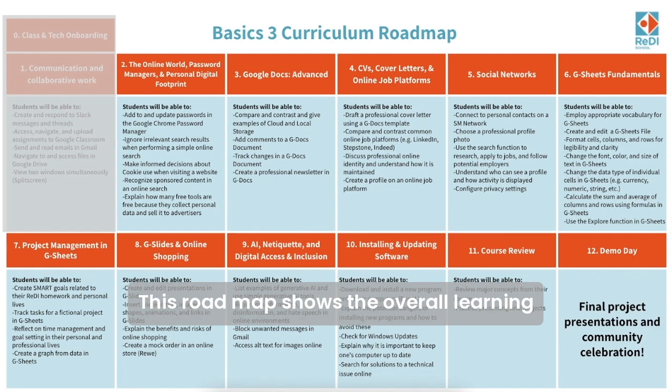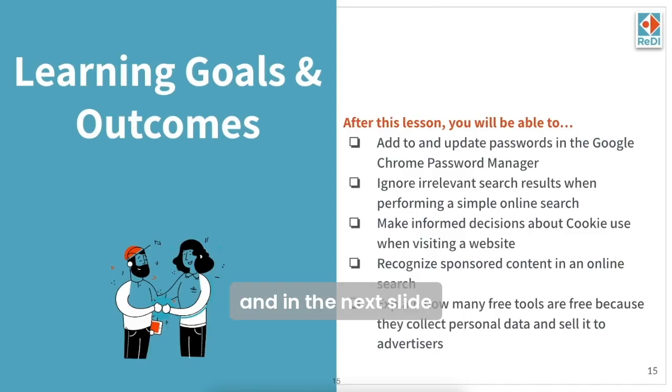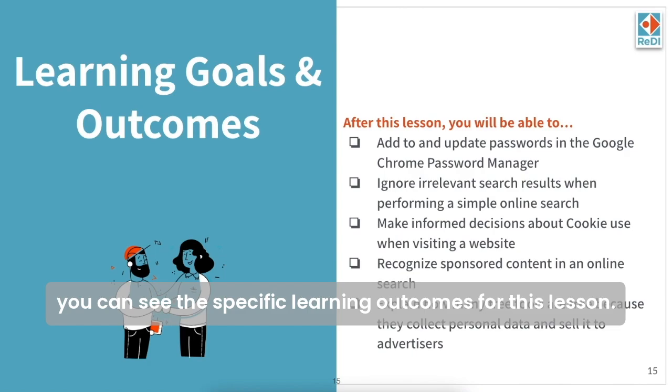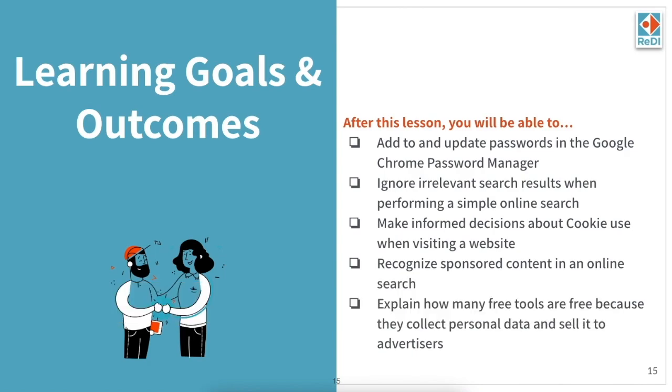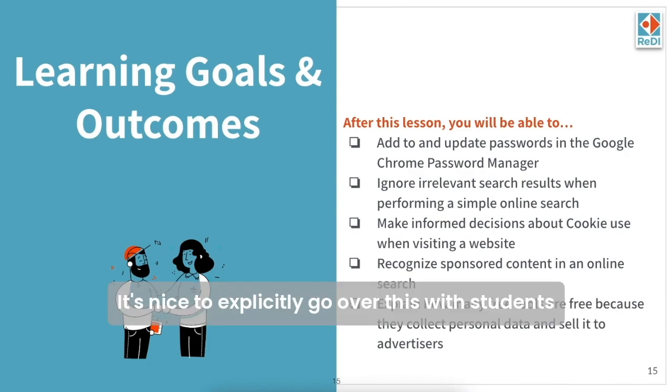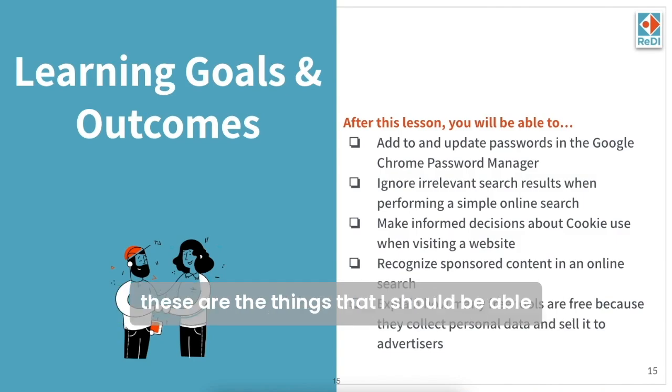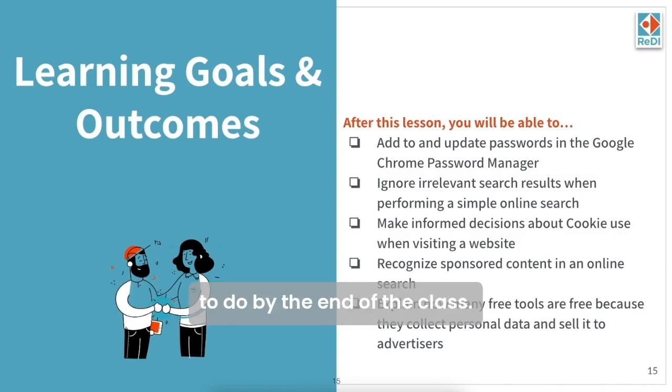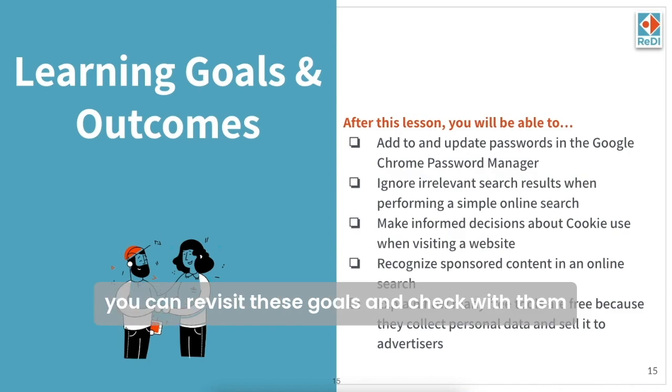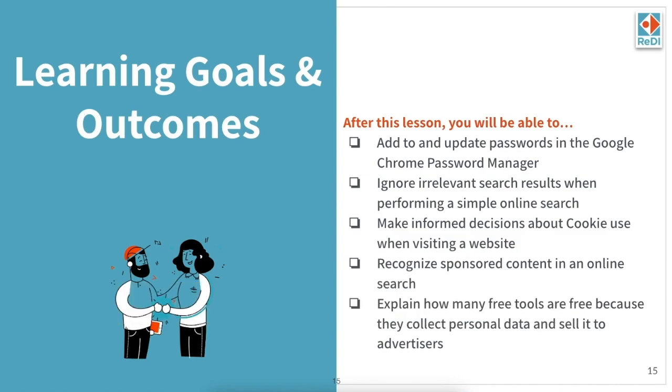This roadmap shows the overall learning objectives of the course. And in the next slide, you can see the specific learning outcomes for this lesson. It's nice to explicitly go over this with students so that they know, okay, these are the things that I should be able to do by the end of the class. And then at the end of the lesson, you can revisit these goals and check with them if they can do them or if there are any questions.